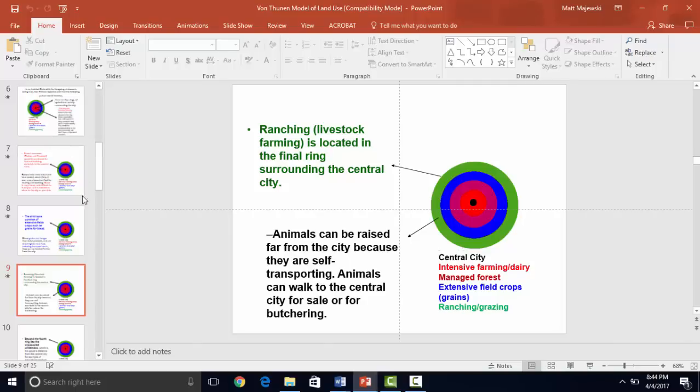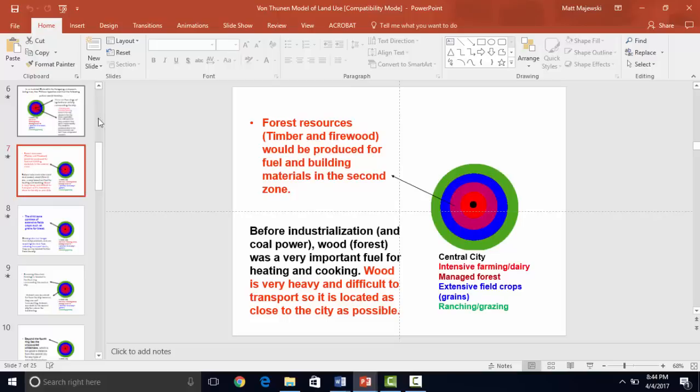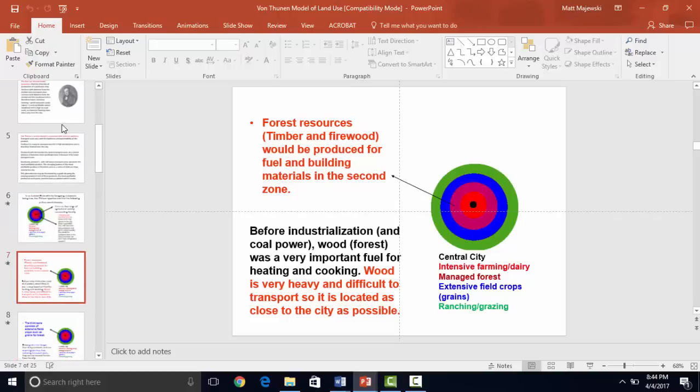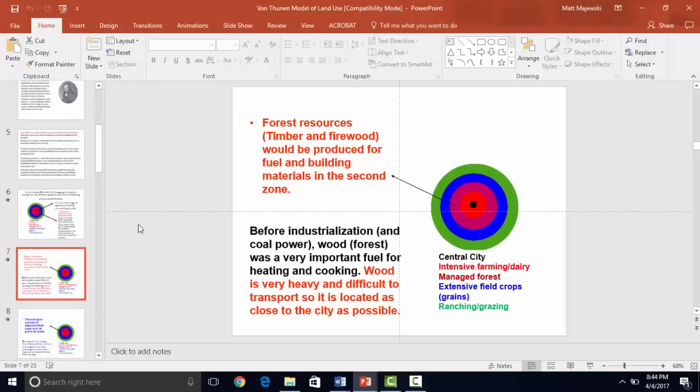All right? Negatives. What are the problems with von Thunen's model? Well, the first major problem is, remember, we don't have this ring anymore because we don't need it. We develop steam engines. Ultimately, we develop gasoline-powered engines. We develop heating and air conditioning. We no longer need this wood ring, so it no longer exists. All right, so this is one that von Thunen got wrong in modern times.